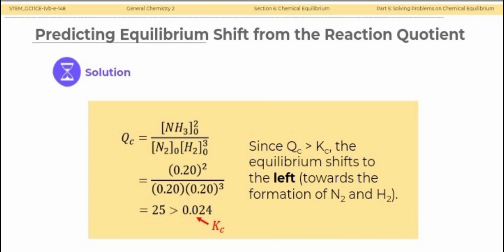So this is our solution. Our working equation is the corresponding reaction quotient value for the reaction. Let us substitute the initial concentration values, and we get reaction quotient equals 25. Comparing this to the equilibrium constant value, which is 0.024, we see that reaction quotient is greater than equilibrium constant. Since reaction quotient is greater than equilibrium constant, the equilibrium shifts to the left, towards the formation of nitrogen and hydrogen.